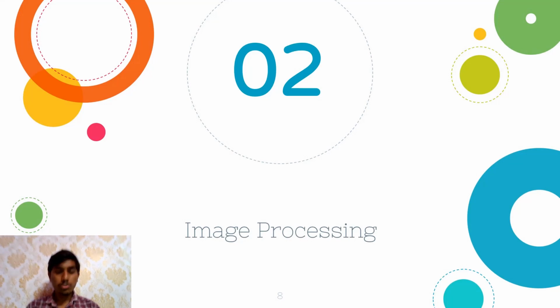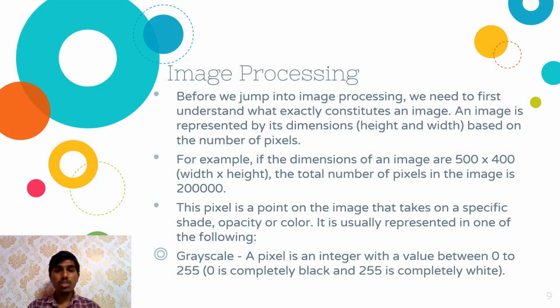So, image processing. Before we jump into image processing, we need to first understand what exactly constitutes an image. An image is represented by its dimensions, height and width, based on the number of pixels. For example, if the dimensions of an image are 500 by 400, width by height respectively, the total number of pixels in the image is 500 multiplied by 400, which is nothing but 2 lakh pixels. This pixel is a point on the image that takes on a specific shade, opacity or color.